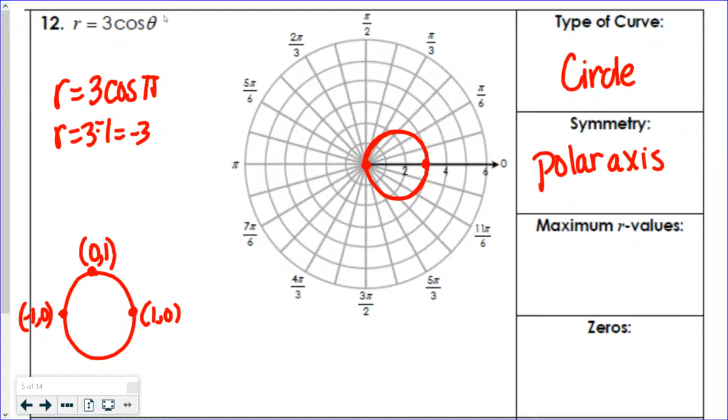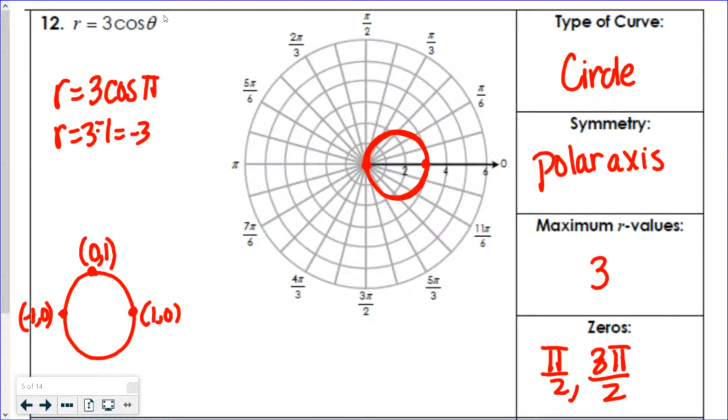My maximum r value, the maximum amount I went out on any of these spikes here, is 3. And then my zeros occurred. Remember, we started here at 0, and then we hit the pole at pi over 2. And then this was pi, and then if we kept going, this would be 3 pi over 2. And that's it for number 12.